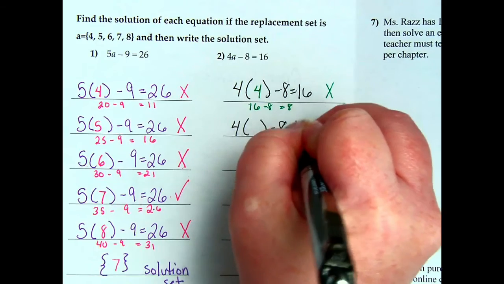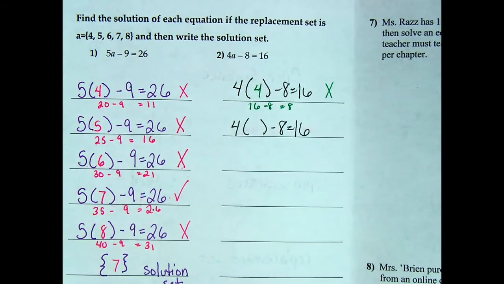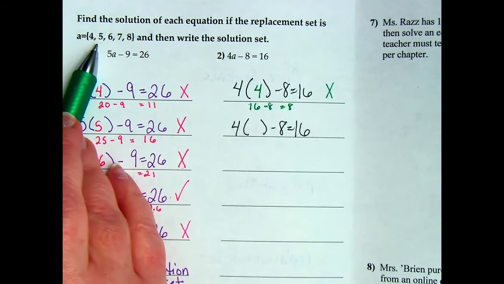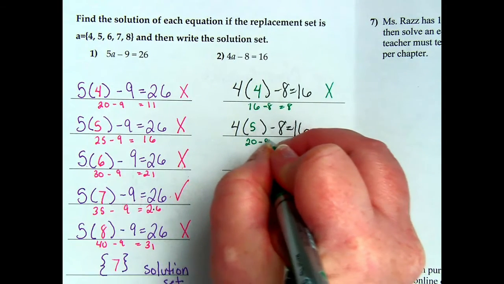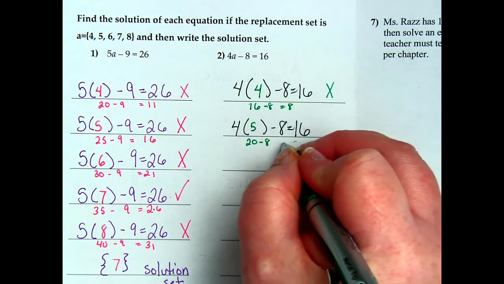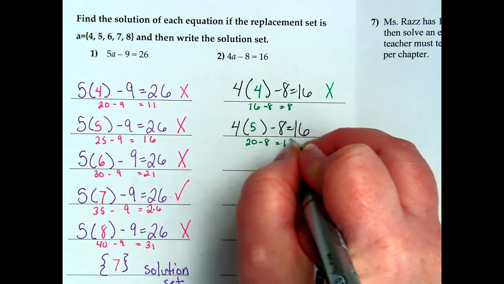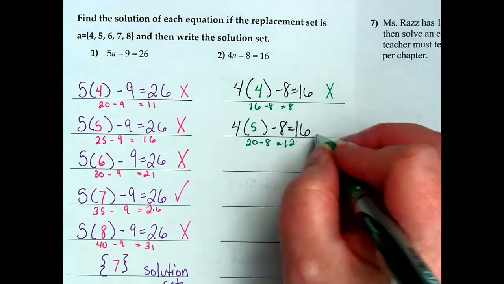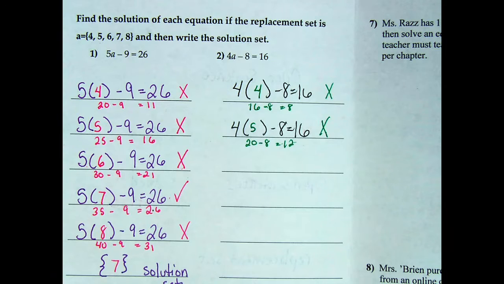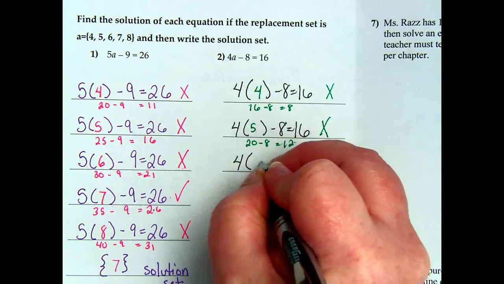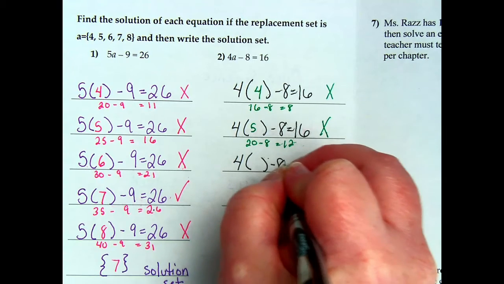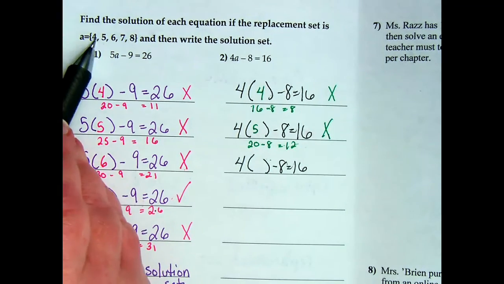I repeat my steps again for the next number in my replacement set, 5. 4 times 5 is 20. 20 minus 8 is 12. 16 and 12 are not equal, so 5 is not a solution. And I have to write this equation for as many numbers as are in my replacement set.